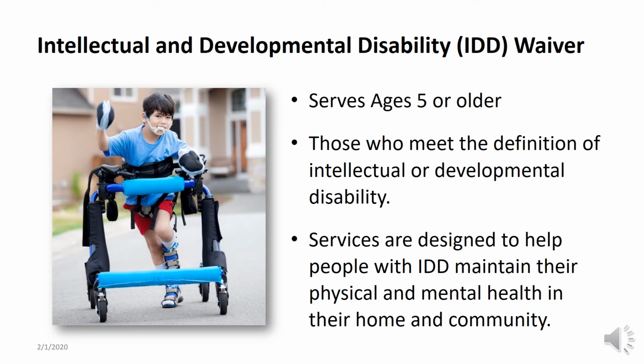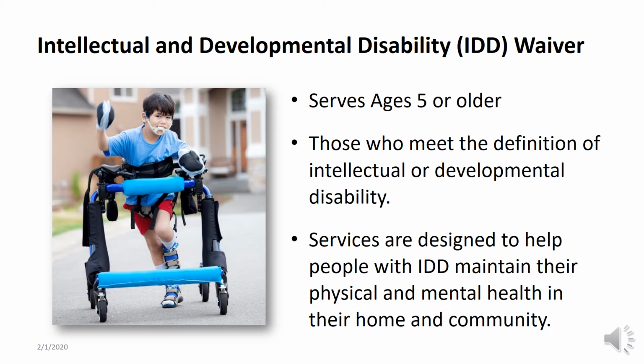The intellectual and developmental disability, or IDD waiver, serves ages 5 or older for those individuals who meet the definition of intellectual or developmental disability. Services on this waiver are designed to help people with intellectual or developmental disabilities maintain their physical and mental health in their home and community. Reminder, this is one of those waivers. If you are 19 years of age or older and applying for this, you have to apply for Social Security disability determination. Prior to the 19th birthday, you don't need a Social Security disability determination when seeking coverage by this waiver.